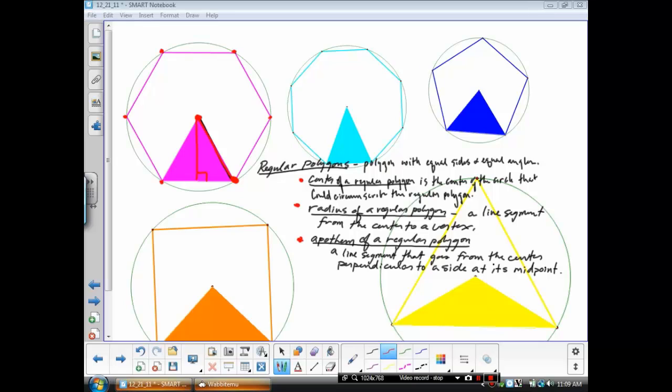It is the line segment that goes from the center perpendicular to the opposite side, or the side of the hexagon at its midpoint. It always goes perpendicular to that side of the hexagon at its midpoint.